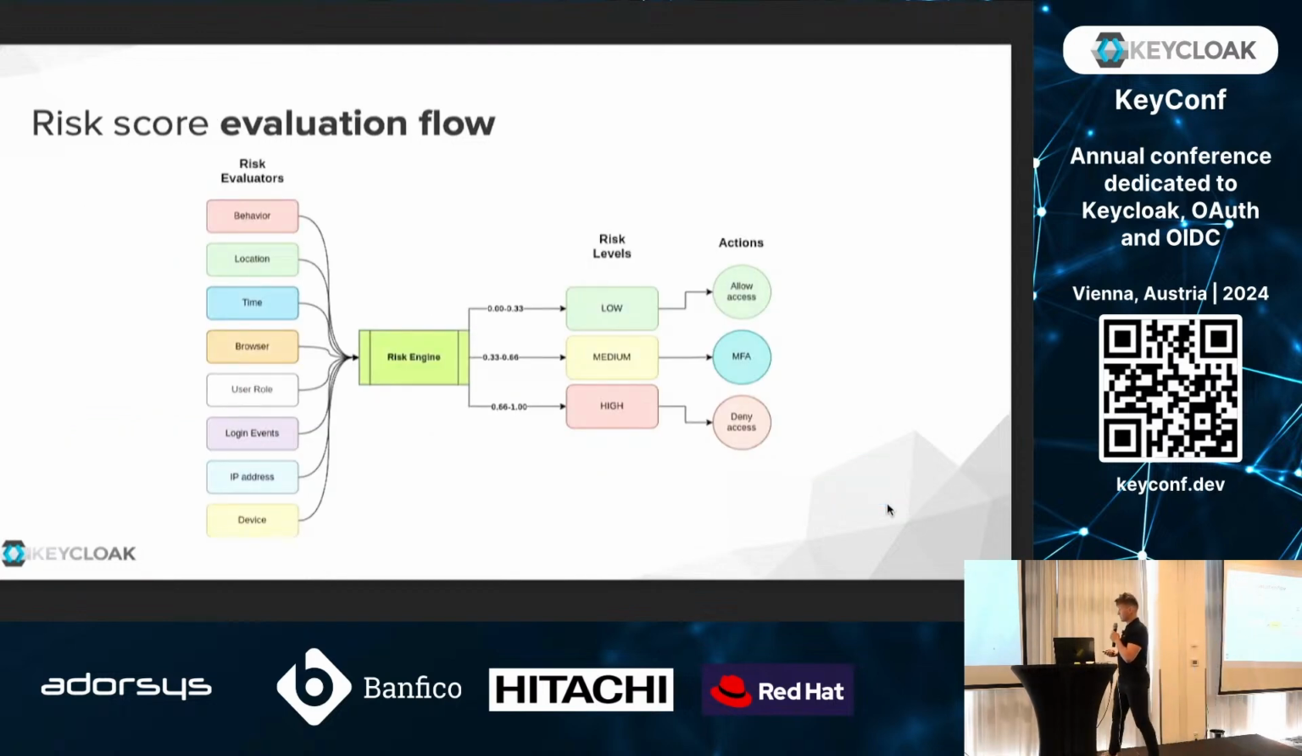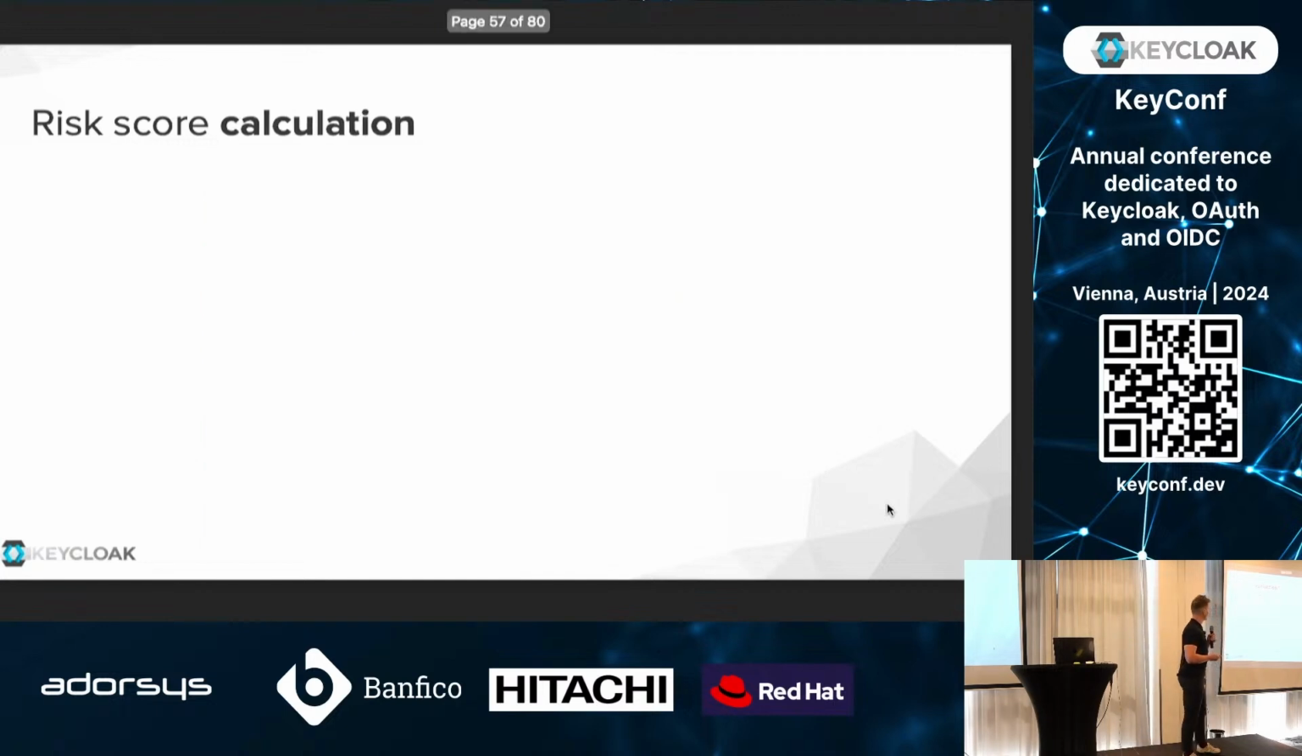Here's also the diagram. I hope it's visible enough. We have some risk evaluators that calculate the risk for each user context. Then these results are aggregated in the risk engine, which gathers the risk levels and calculates the final risk score. And then, as I mentioned, assigns it to the risk levels and executes the particular action.